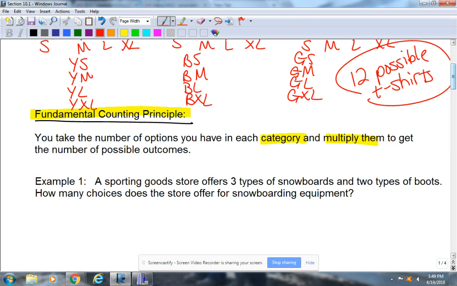A sporting goods store offers 3 types of snowboards and 2 types of boots. How many choices does the store offer for snowboarding equipment? So you just multiply the number that you have in each category. How many options do we have for snowboards? 3. How many options do we have for boots? 2. So we can have 6 total choices. So you just multiply for the counting principle. You multiply how many you have for each category.